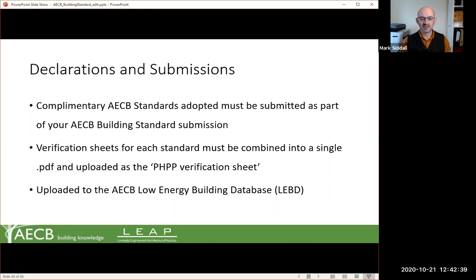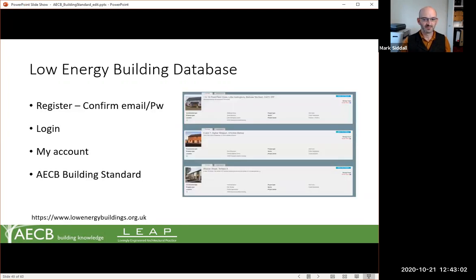The verification sheets for energy must be uploaded along with other supplementary information which I highlighted earlier on. But if you're also including daylight standards or lifetime carbon or water standards, then you'd bind those together into one PDF and upload that as part of the verification sheet. And that all goes onto the Low Energy Buildings database.